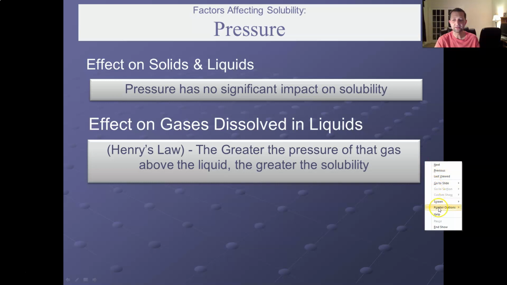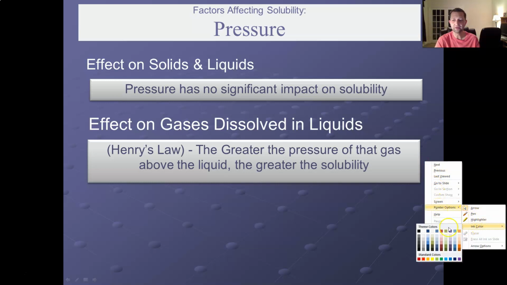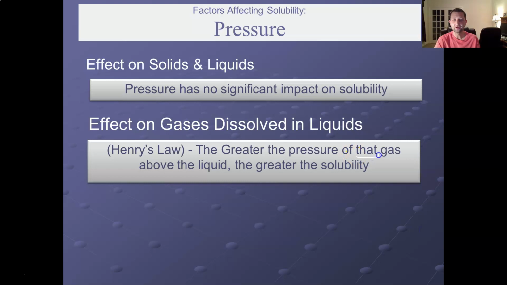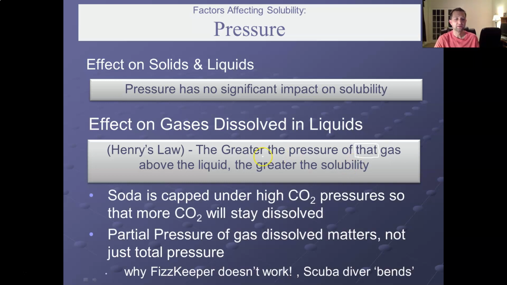And there's a key word here. You might not think it's important, but it is. It's right here. Okay? The greater the pressure of that gas above the liquid, the greater the solubility. So if you want to increase the solubility of a gas, you want to increase the pressure of that gas above the solution you're trying to make, right? So think of a bottle of soda, right? It's pressurized. When you open that 2-liter bottle of soda or a can of soda, you hear some of that air escaping, right? So soda is capped under high CO2 pressure.